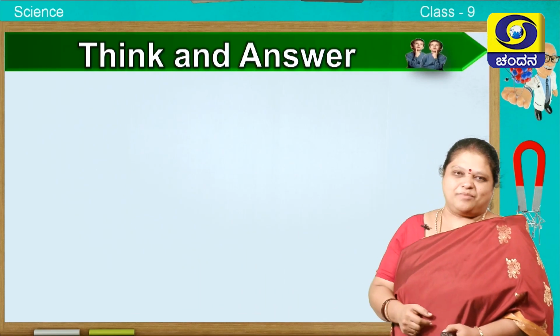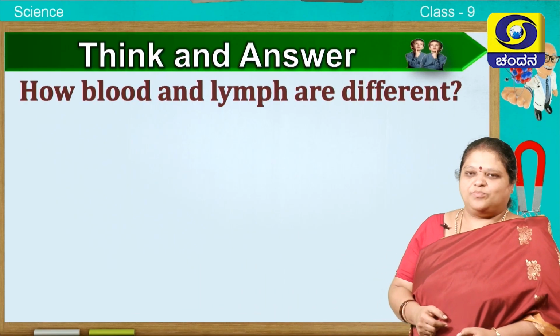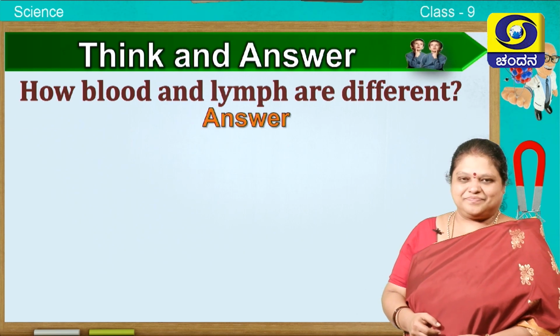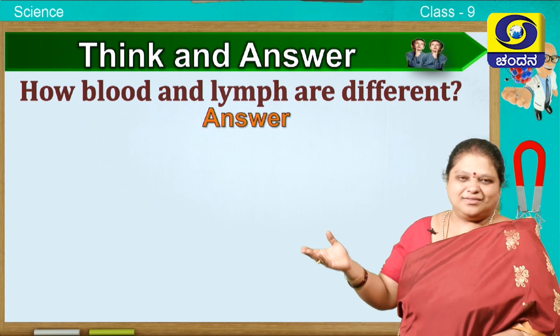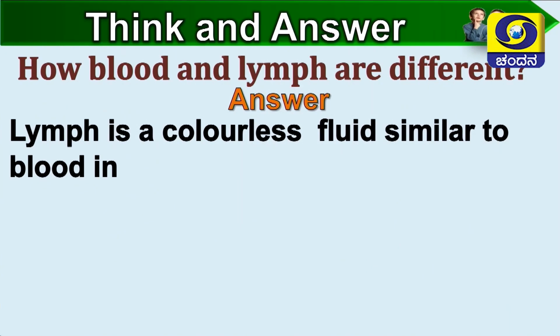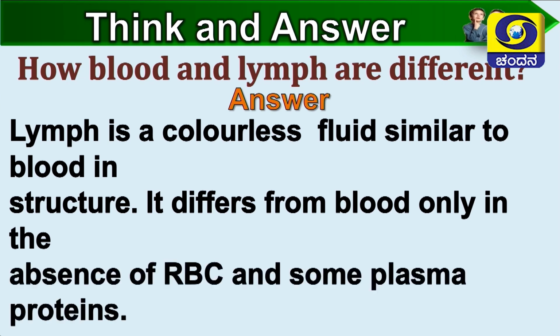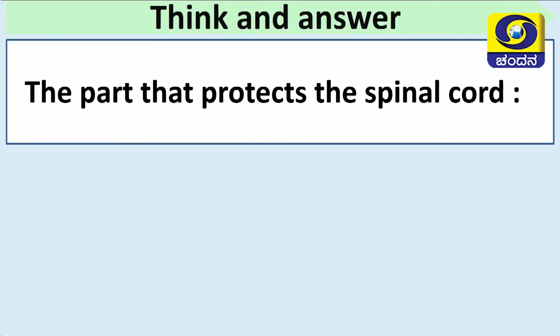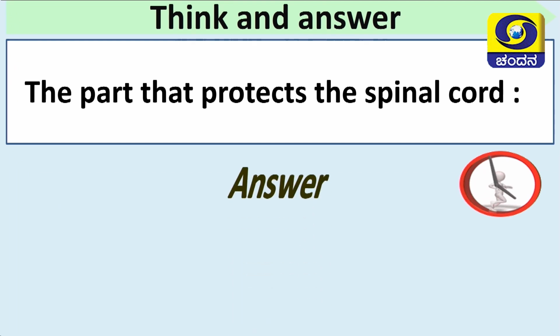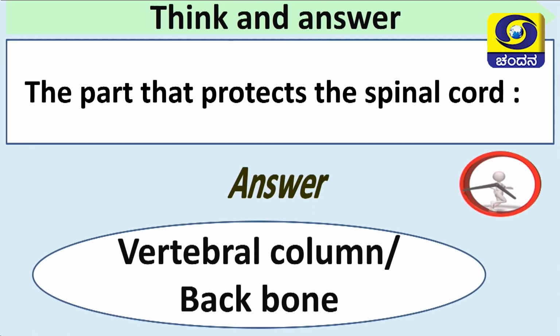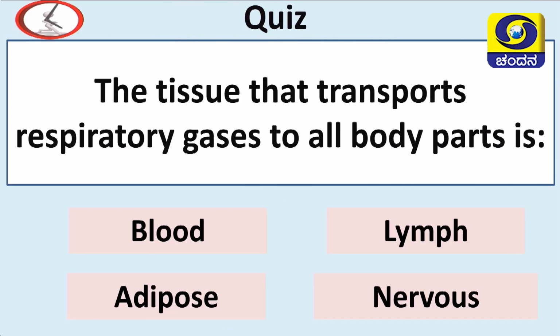Next, it's time to think and answer. How are blood and lymph different? Okay, the answer is lymph is a colorless fluid similar to blood in structure. It differs from blood only in the absence of RBC and some plasma proteins. Next question. The part that protects the spinal cord is? And the answer is vertebral column or the backbone.